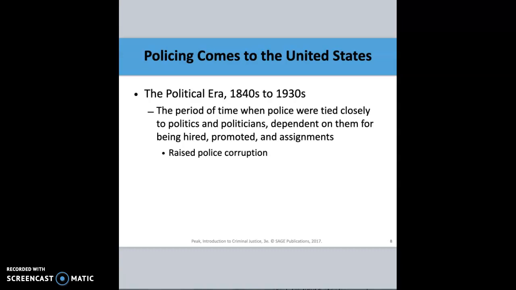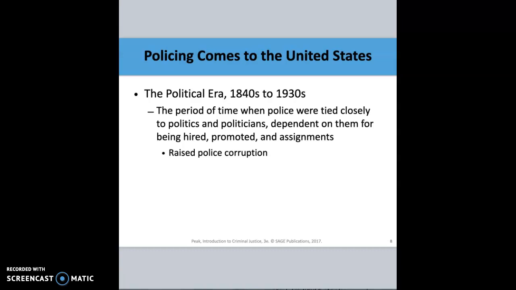Under the political era, much of the authority rested with politics. It was a period of time when police were tied closely to politics and politicians and were dependent on them for being hired, promoted, and their assignments. And it raised a lot of issues in terms of police corruption. In other words, merchants could pay the police to ignore certain things so that they could keep their businesses operating illegally. Maybe it was after-hours clubs or whatever the case might be.